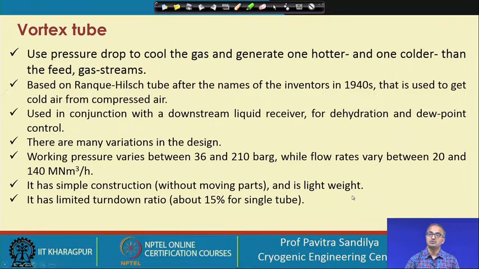So this is similar to the twisted tube. It also has a very limited turn down ratio, about 50% for a single tube, and this turn down ratio may be increased by inclusion of multiple vortex tubes.